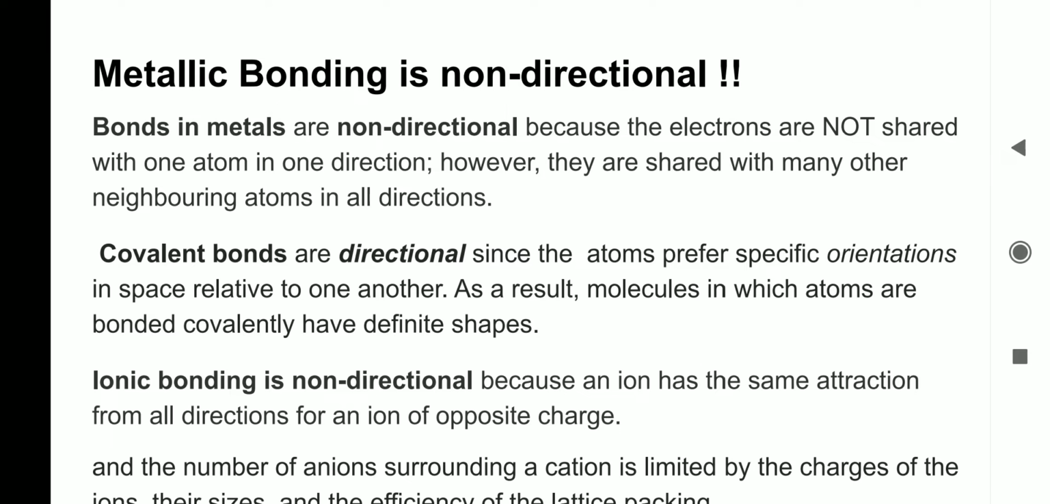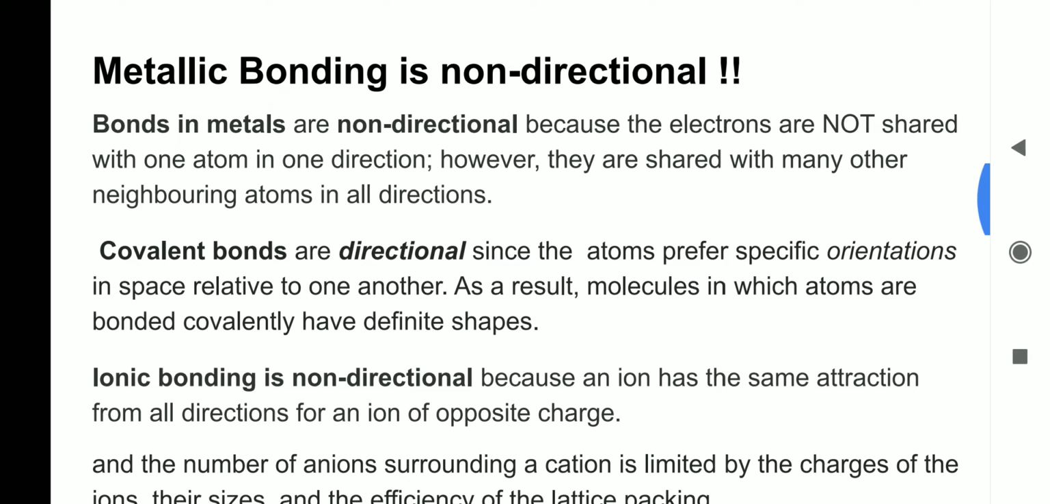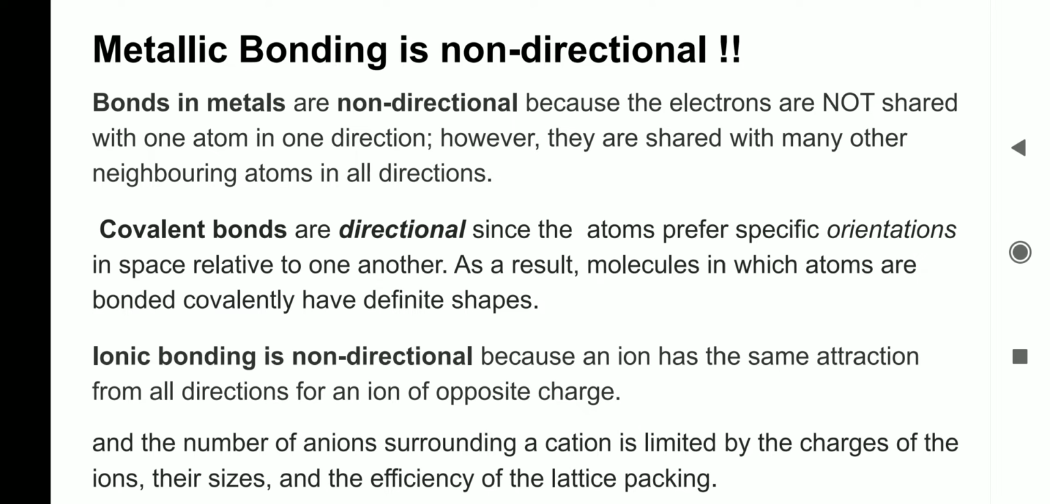Since the atoms prefer specific orientations in space relative to one another in order to minimize the bond pair and lone pair repulsions, molecules in which the atoms are covalently bonded have definite shapes. Ionic bonding is similar to metallic bonding in this sense, and it is also non-directional because an ion has the same attraction from all directions for an ion of opposite charge. The number of anions surrounding a cation is limited by the charge of the ion, by their size, and the efficiency of lattice packing.